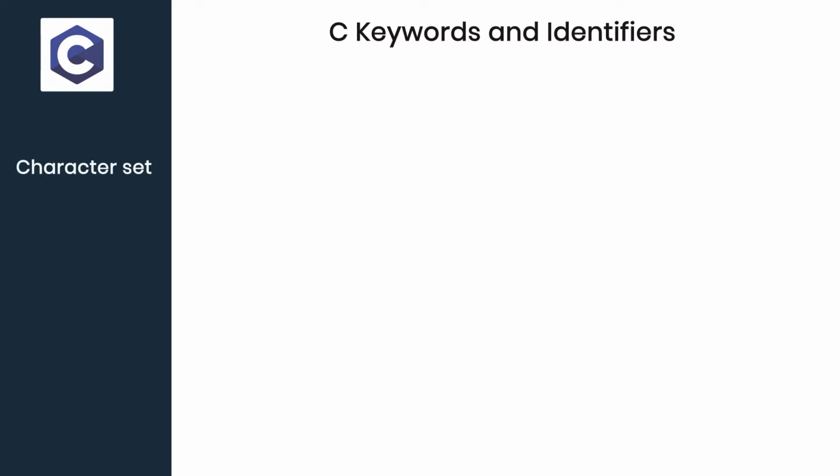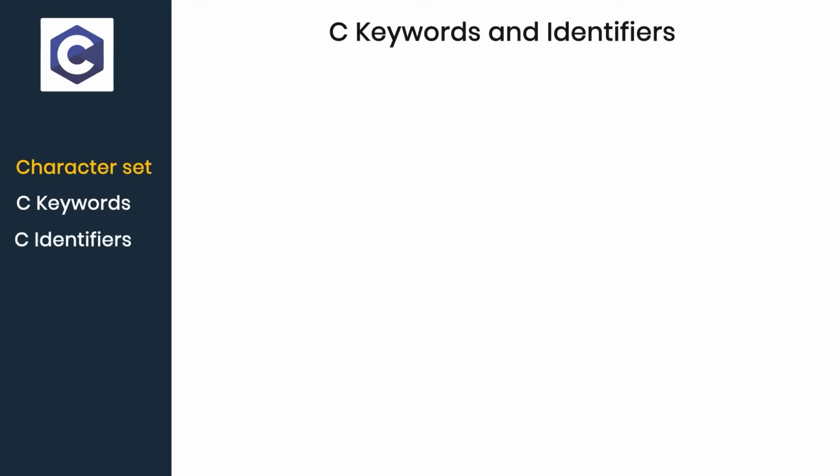Character set. A character set is a set of alphabets, letters, and some special characters that are valid. You will learn about identifiers and how to name them. Character set. C keywords. C identifiers.